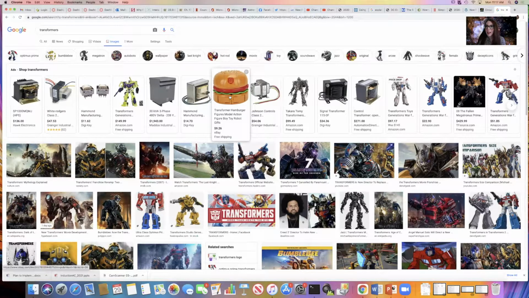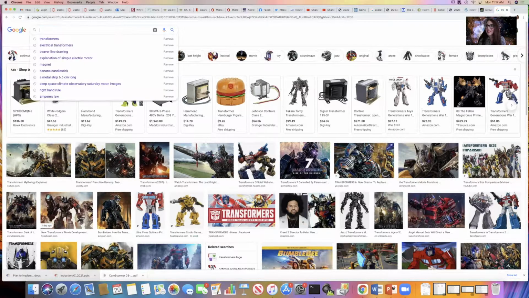Oh, this is cool. I don't know if any of you guys might be too young, but when I was a kid, Transformers were a thing. And one of the toys in a Happy Meal one time was a transformer that was a hamburger, and then it could transform into one of the transformer robots.